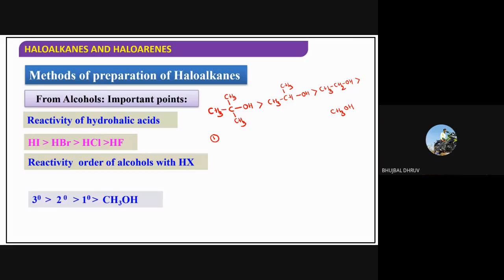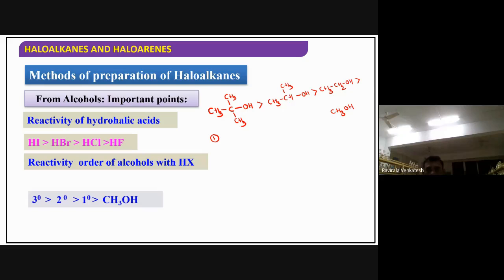How tertiary? Very simple. In the previous case we took halogen, now I will take alcohol. The OH-bonded carbon is bonded to 3 carbons. You observe here, the OH-bonded carbon is bonded to how many carbons? 3 carbons. It is called a tertiary alcohol, isn't it?